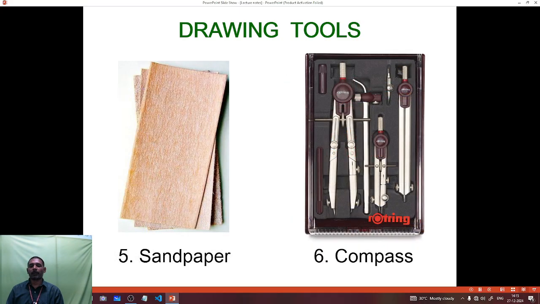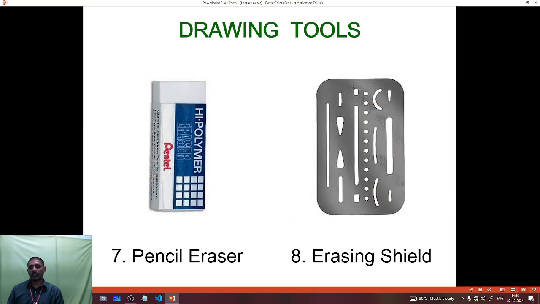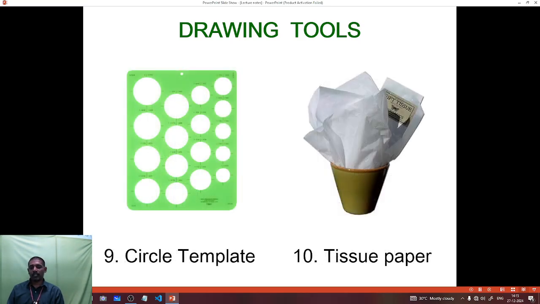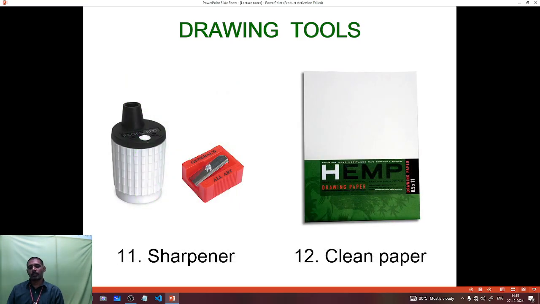So next sandpaper, compass, pencil eraser, erasing shield, circle template, tissue papers, sharpener, clean paper. So these are the basic tools we are using for drawing.